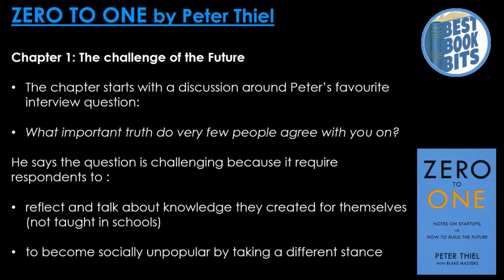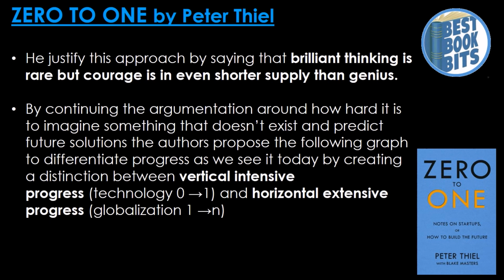He says the question is challenging because it requires respondents to reflect and talk about knowledge they've created for themselves, not taught in schools, and to become socially unpopular by taking a different stance. He justified this approach by saying that brilliant thinking is rare, but courage is in even shorter supply than genius.